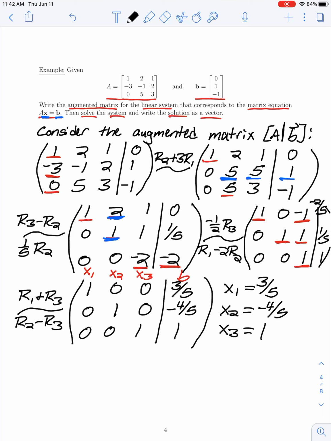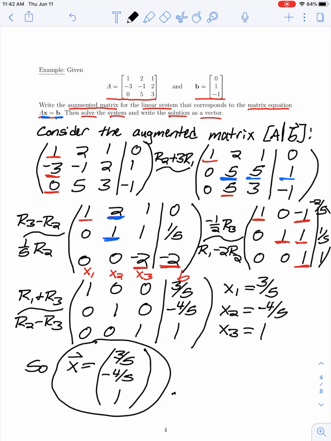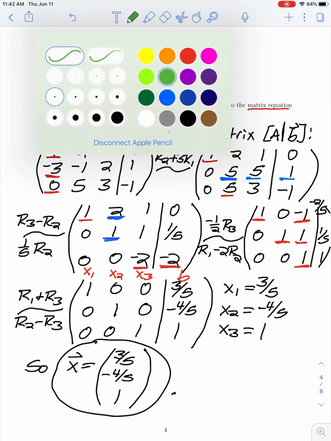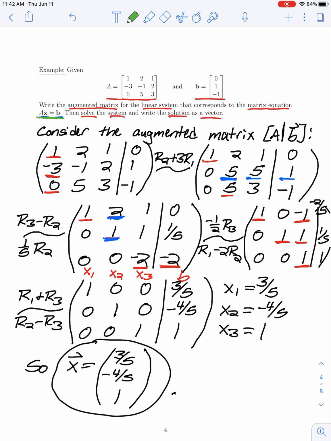So we've got our solution, but in the problem statement, we were told to write our solution as a vector. So the vector x that we're looking for here is the vector whose first component, x1, is 3/5. The second component, x2, is negative 4/5, and our third component is 1. So what we found here is the vector x such that if we multiply the given matrix A by this vector x that we just found, we will get as our product the given vector B.